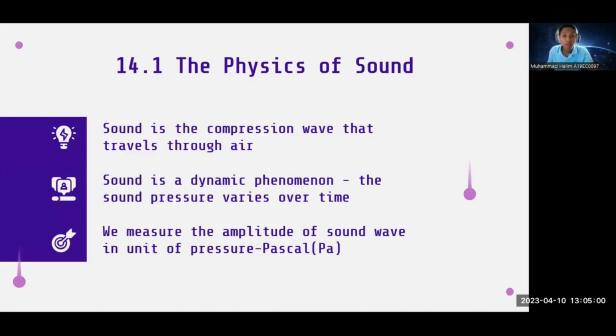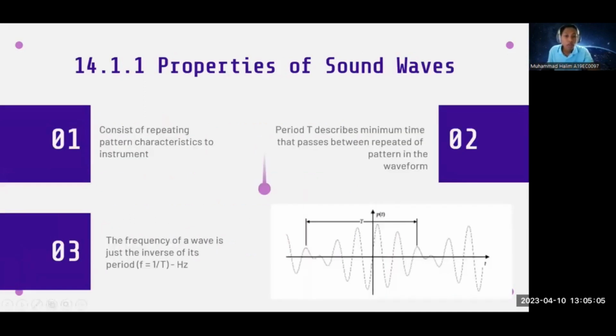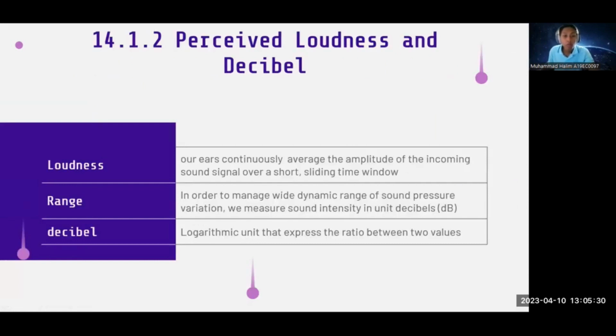The sound pressure varies over time. So there is a property of the sound wave. The sound wave consists of the repeating pattern characteristic to the instrument. So in the chapter 40.1.2, they explain the loudness and the decibel. In order to manage the dynamic range of sound pressure variation, we measure sound intensity in the unit decibel.